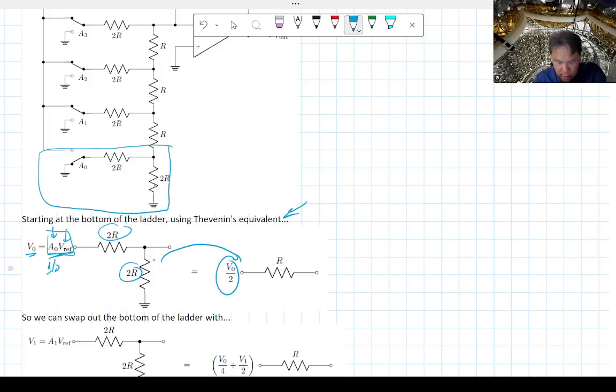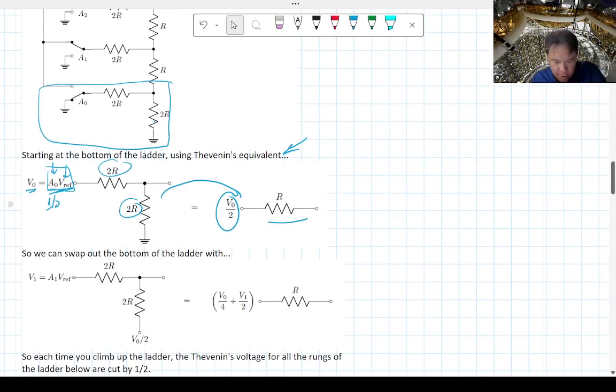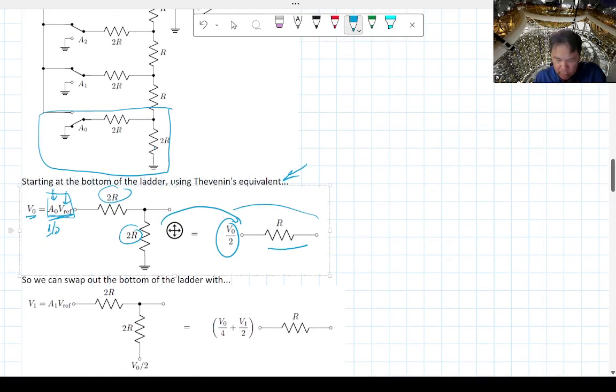Connected to a single resistor, which is a regular R. Remember this voltage divider Thevenin equivalent? It cuts the output impedance of this particular circuit by half. So that's what that equivalent is.